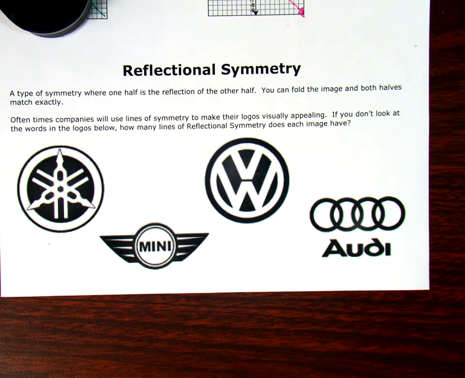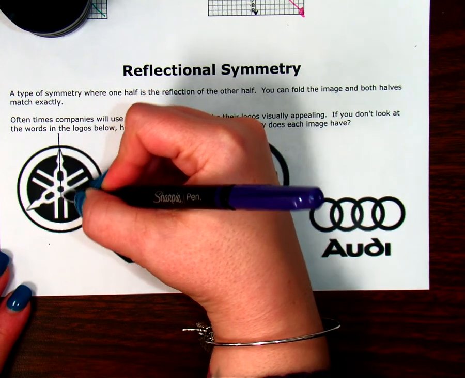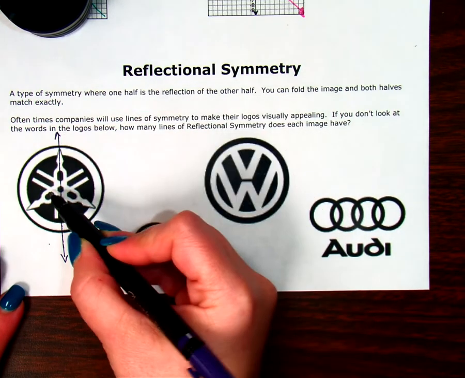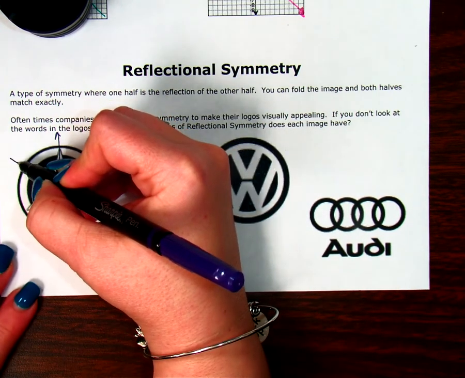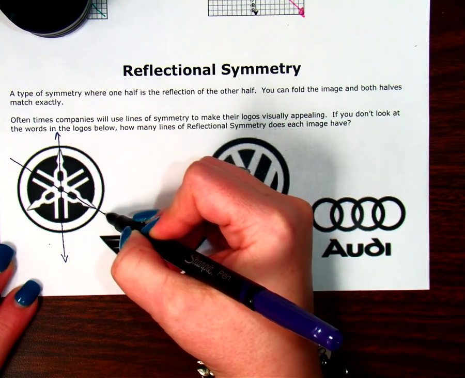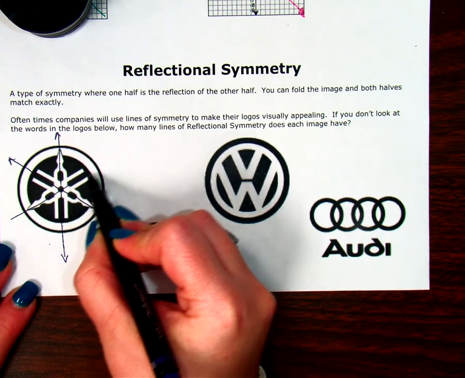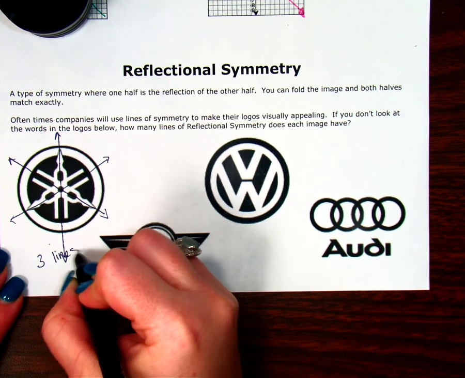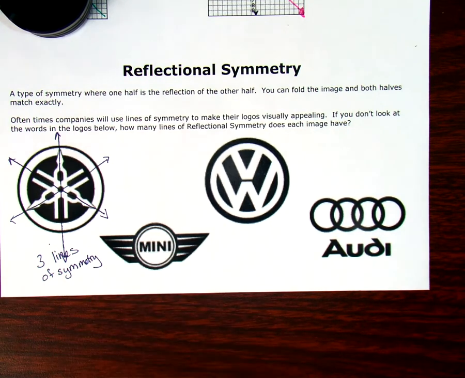Okay, when I look at the first one here, I can draw a line right here where I could fold that picture in half. And it would be exactly the same on both sides. Well, I can do that there, but I can also do it here. And I could also do it here. So this one has 3 lines of symmetry. Okay, 3 reflectional lines of symmetry.